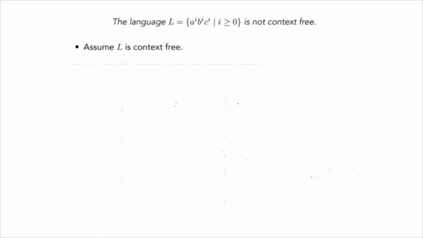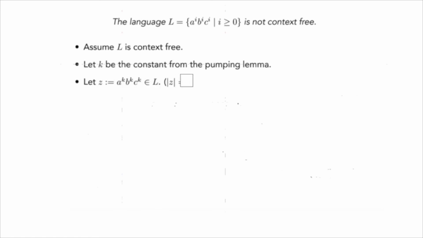We'll be applying the pumping lemma to the language a to the i, b to the i, c to the i, where i is any integer greater than or equal to 0, and prove that this language is not context-free. Just like the pumping lemma for regular languages, we first have to assume that L is a context-free language. Let k be the constant from the pumping lemma, which represents the length a word from this language can be. And this word, which we will call z, is a to the k, b to the k, c to the k. The only condition for the length of the word is that the word has to be greater than length k. And this word is 3 times the length of k, so therefore it is indeed greater than k in length.